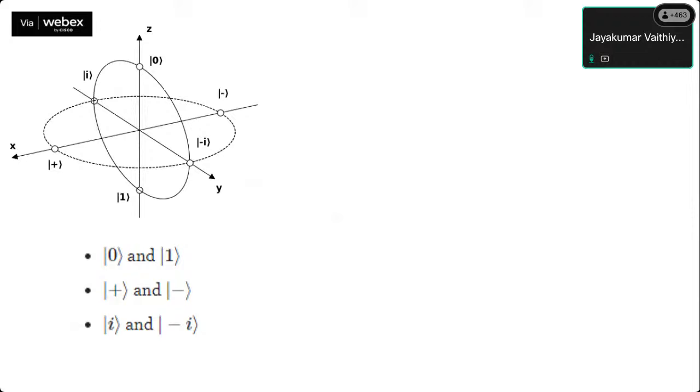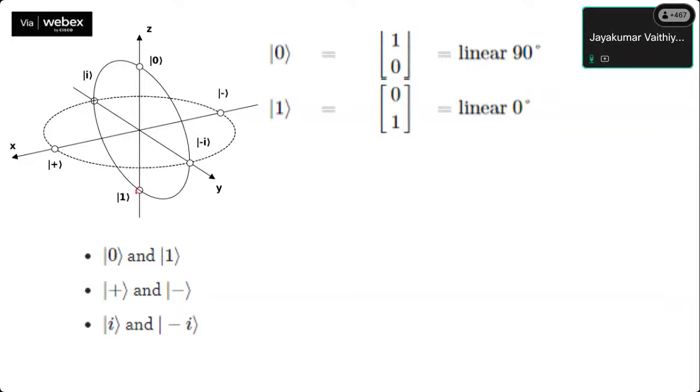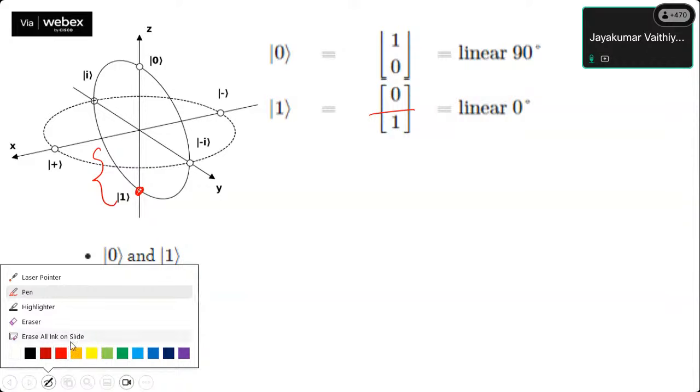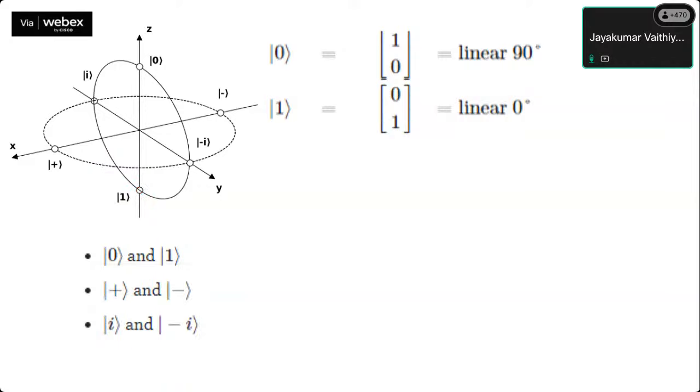Then we discussed how to represent it in matrix form. Look at state 0. State 0 is located at the North Pole, in the upper, northern hemisphere. That is why the upper component is 1 and the lower component is 0. Now look at state 1. State 1 is located at the South Pole, in the southern hemisphere. That is why the lower component is 1 for state 1. In this way, you can physically relate how to represent it in matrix form.